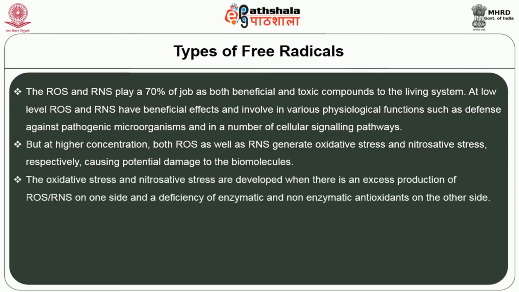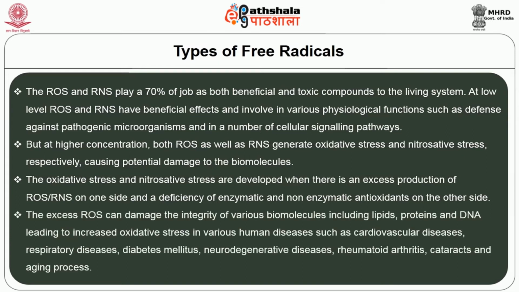Oxidative stress and nitrosative stress develop when there is an excess production of reactive oxygen species and reactive nitrogen species on one side and a deficiency of enzymatic and non-enzymatic antioxidants on the other side. The excess of reactive oxygen species can damage the integrity of various biomolecules including lipids, proteins and DNA, leading to increased oxidative stress in various human diseases such as cardiovascular disease, respiratory disease, diabetes mellitus, neurodegenerative diseases, rheumatoid arthritis, cataracts and the aging process.